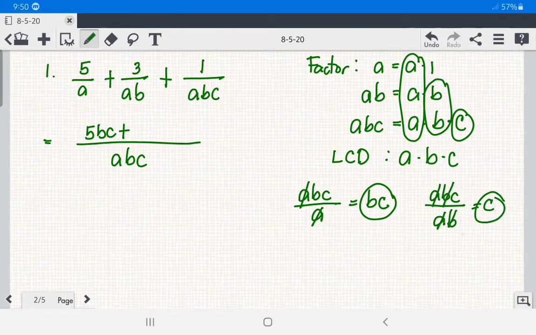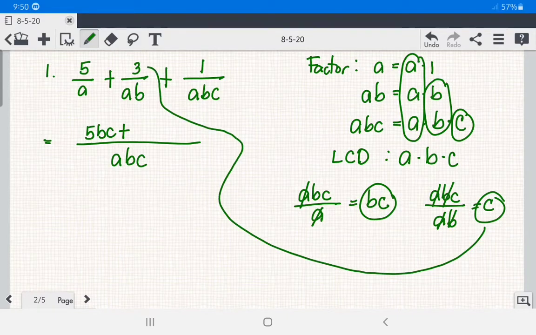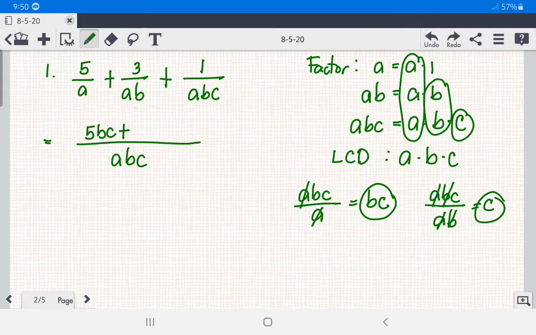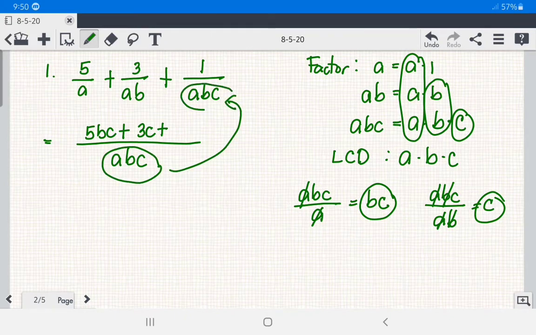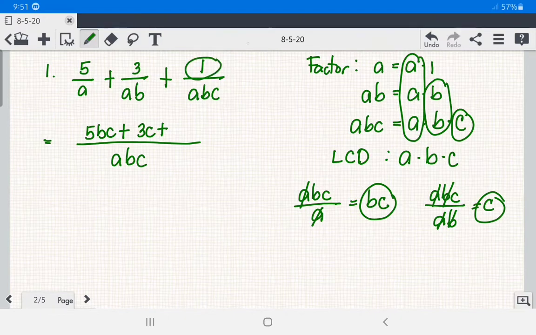So, this c, you're going to multiply it by 3. Okay? So, we have c times 3, we have 3c. Then plus abc divided by abc. So that is 1, right? And then multiply it by 1, so that is 1 plus 1.